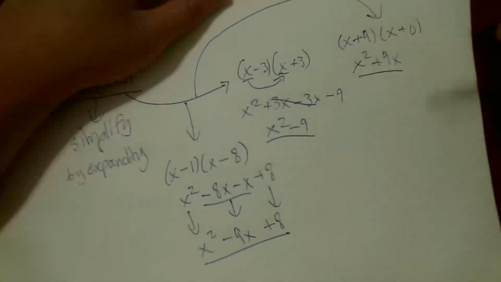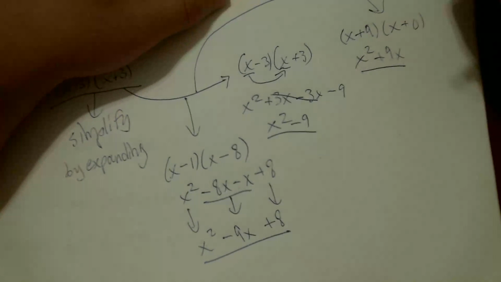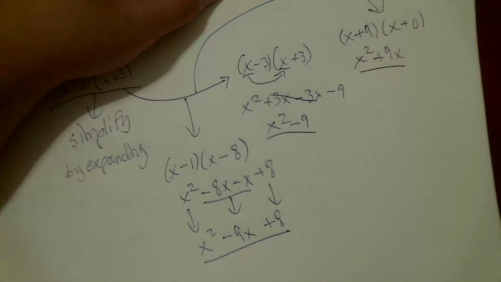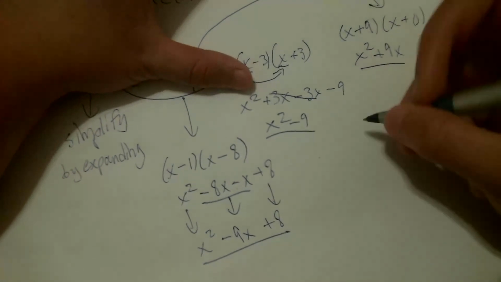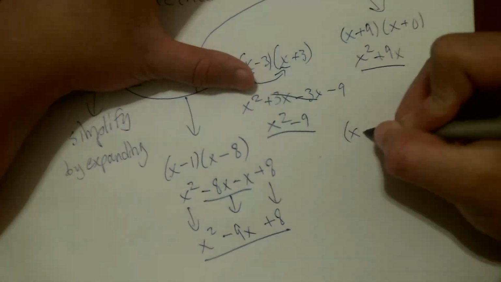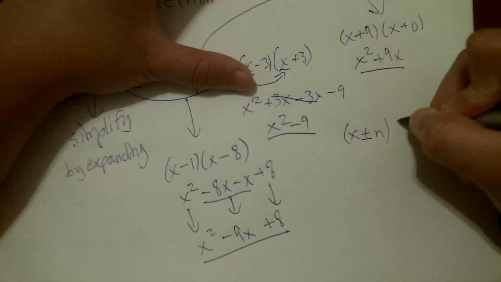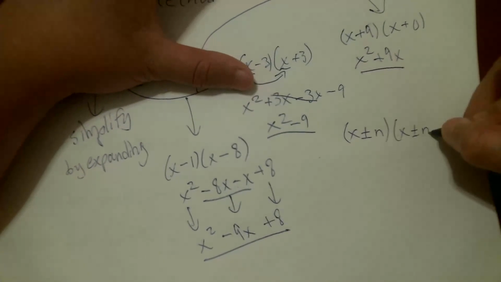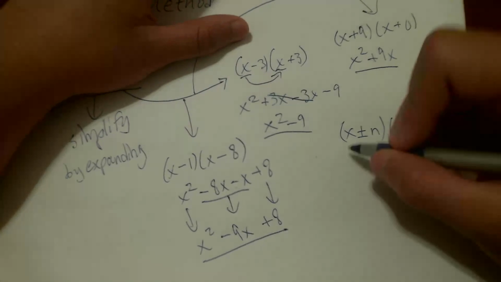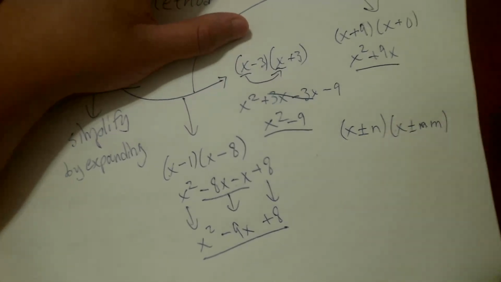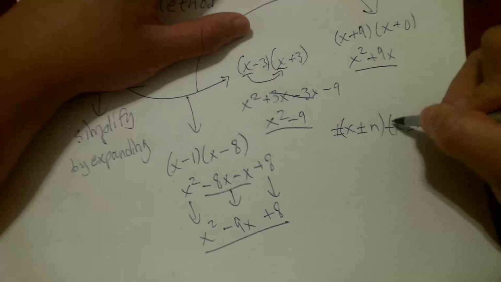Alright, so what would be the basic formula for this? In order to find the basic formula, we would have to do x plus or minus n, x plus or minus m. I'll put m as this one. So then this will be here, and this is plus or minus x as well.